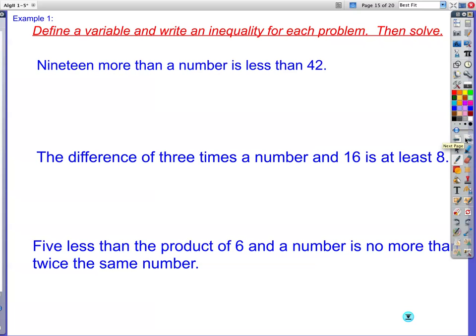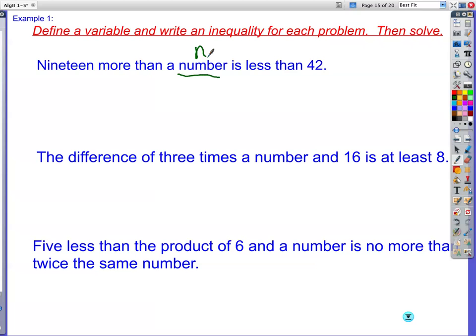All right, example 1. We actually have 3 sub-examples under this. Define a variable, write an inequality, then solve. 19 more than a number is less than 42. Well, our number is our variable. Let's just call it n.